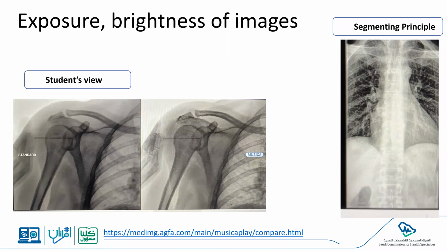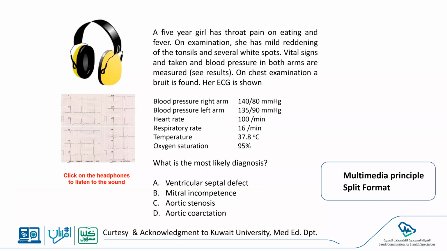What's the student's view? These are different. There's a standard view, and there's, according to the lighting, the music view. So these two are the same images, but one is clearer than the other. So what are the views that you are giving when you're explaining or when you're assessing? And these all might affect the item analysis.